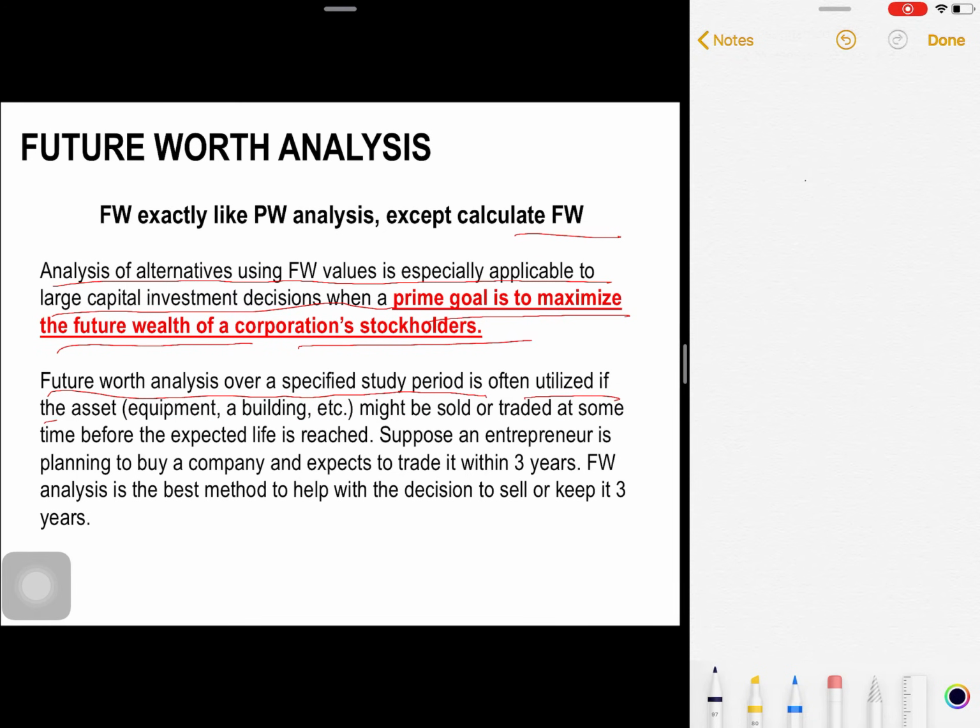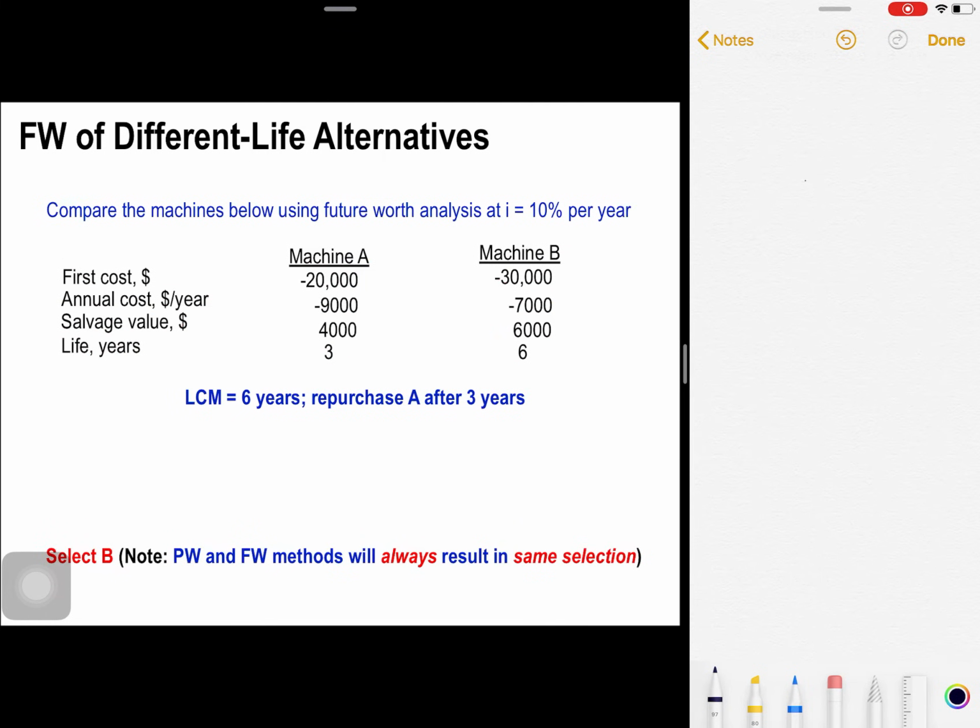Okay, future worth analysis over a specified study period is often utilized if the asset, equipment, a building, etc., might be sold or traded at some time before the expected life is reached. Suppose the entrepreneur is planning to buy a company and expects to trade it in within 3 years. FW analysis is the best method to help with the decision to sell or to keep it in 3 years.